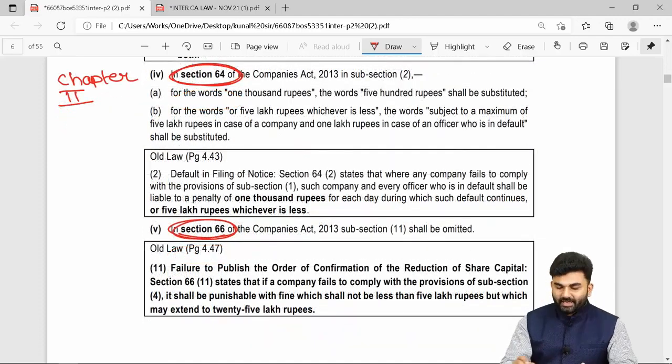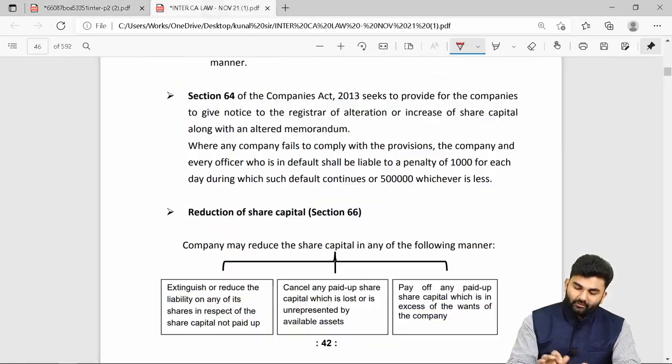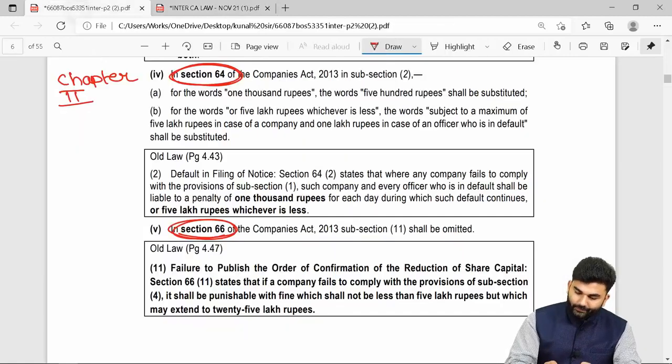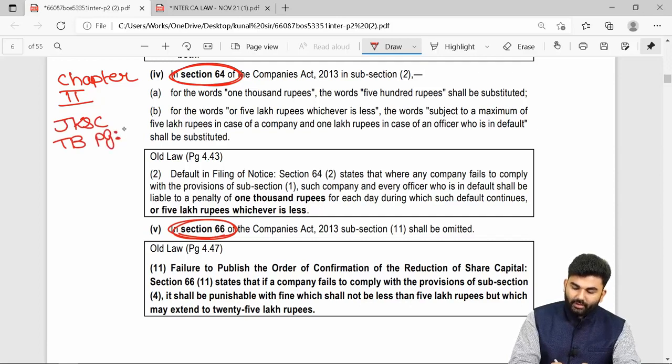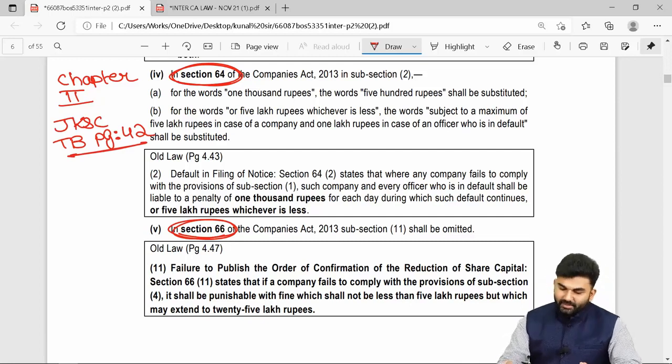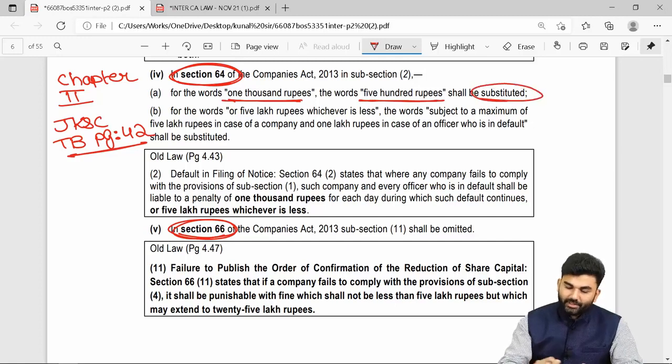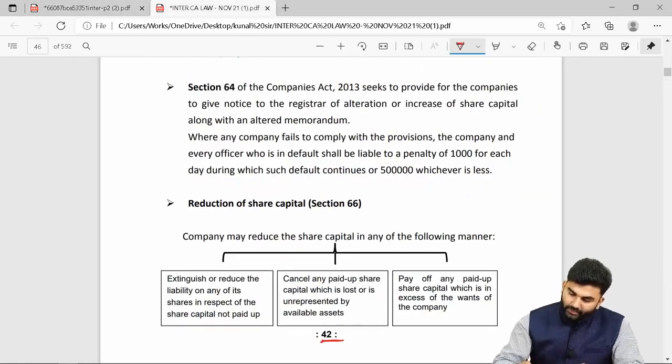The very first change is towards section number 64, which you will find in your JKS's textbook on page number 42. Chapter 2, JKS's textbook, page number 42. Okay. Section number 64, the changes are: for the words 1000 rupees, the words 500 rupees shall be substituted. Okay. So over here, the words 1000 will be struck off and it will be made 500 rupees.